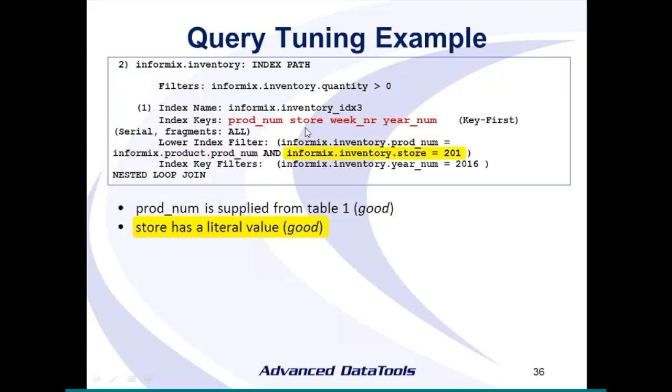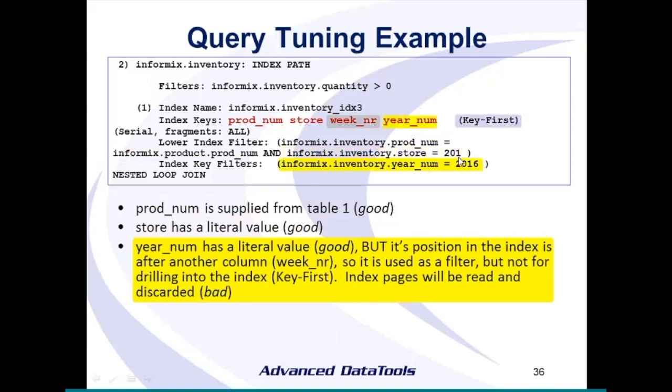And we've got a literal value. Okay, moving on to the next value. Here we're using the year num. Okay, so that's good. It's in the index, but what we can see is it's not the next value in the index. Year num is separated from the other two values by this other column, week number. Now, we're not using week number, or we haven't specified a week number. We want to retrieve everything for the year.